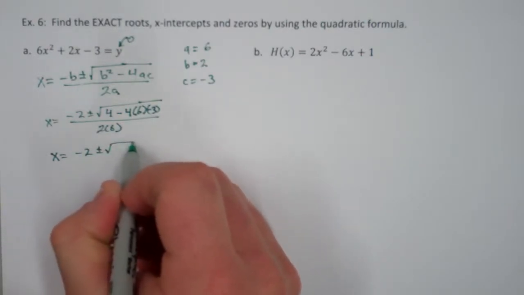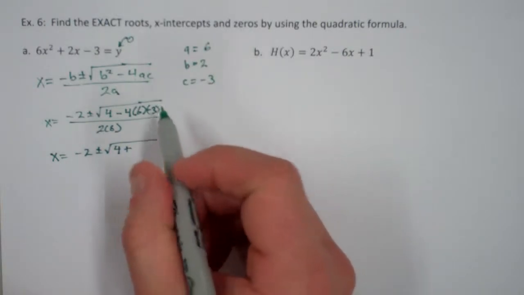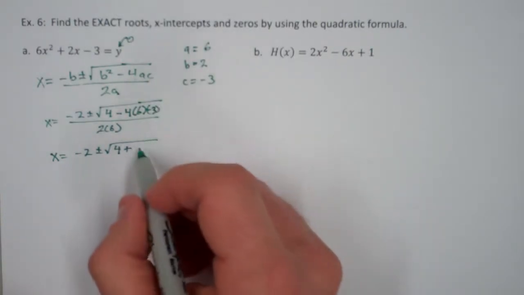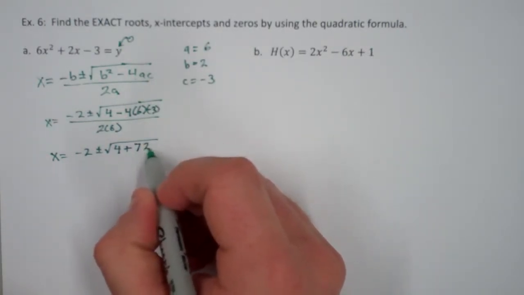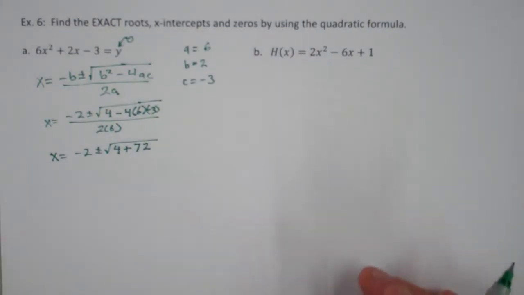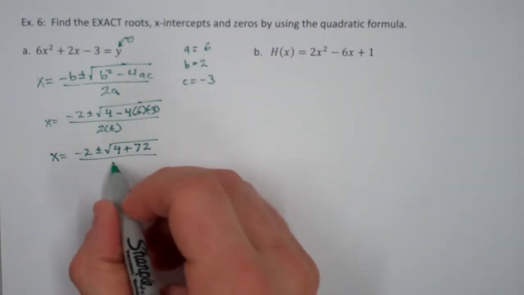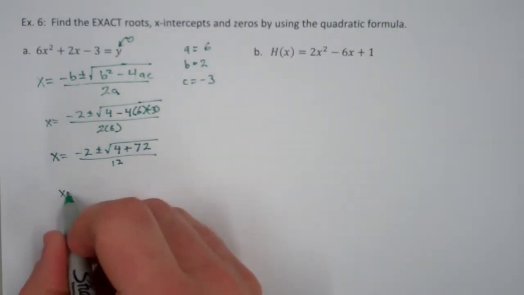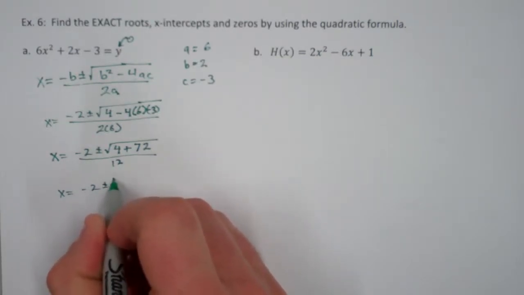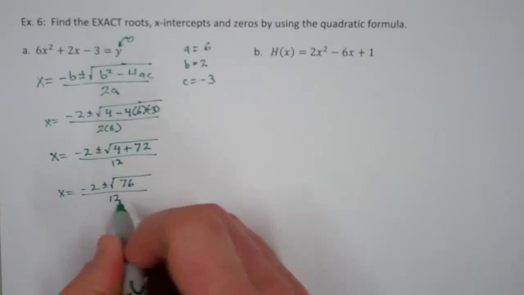So we'll simplify underneath the square root. That negative times the negative will be a positive. 24 times 3, I think that's 72. Yep, I think that works. And then let's see here. We've got 12 here in the denominator. So we'll simplify a little bit more. We've got 76 here, all over 12.